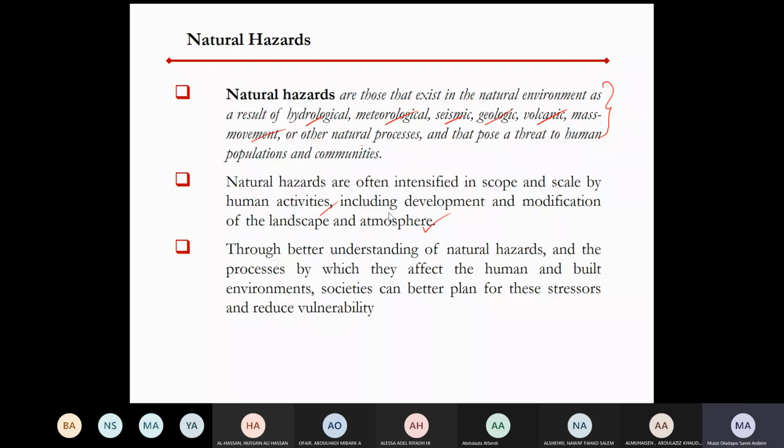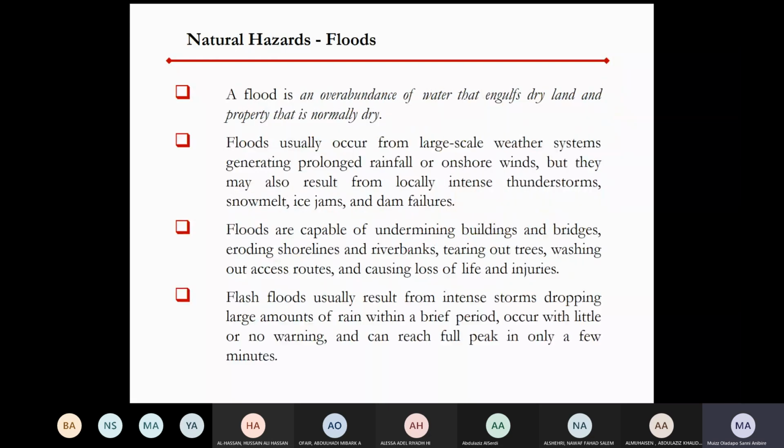Through better understanding of natural hazards and the processes by which they affect the human and the built environment, we can better plan for these stressors and reduce vulnerability. So once we study these natural hazards and understand them better, this will help us to reduce our vulnerability to these hazards, and then we can build our resilience. So the first one we're going to start with is floods.